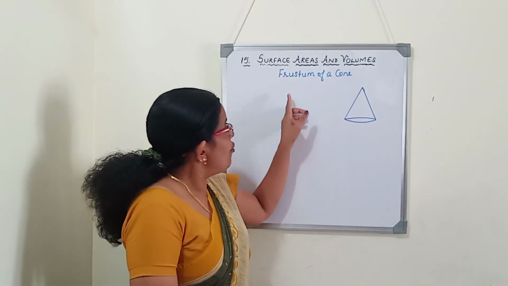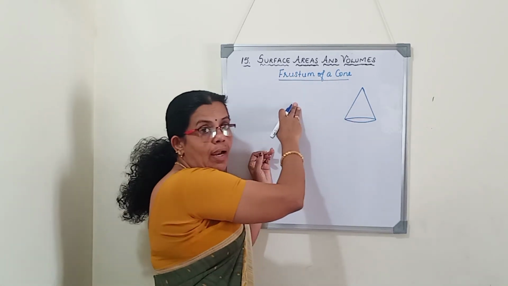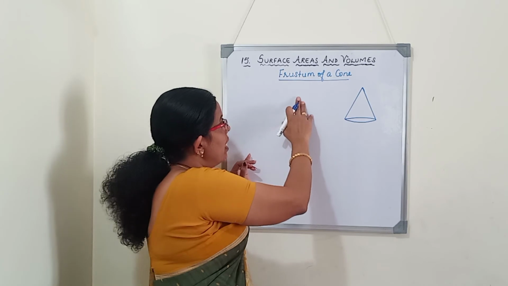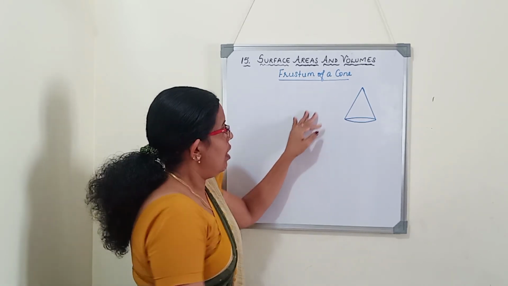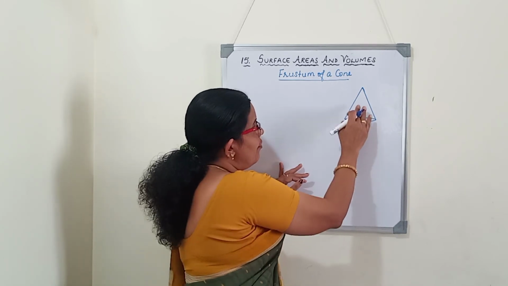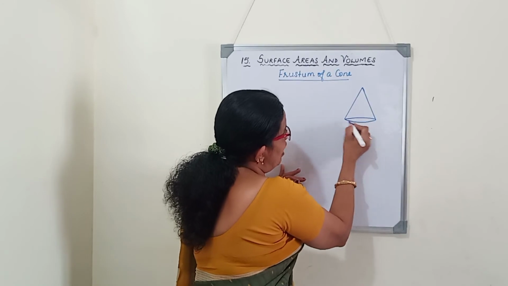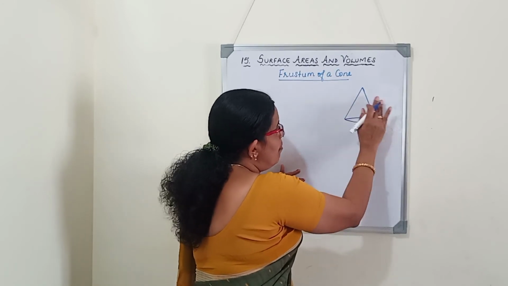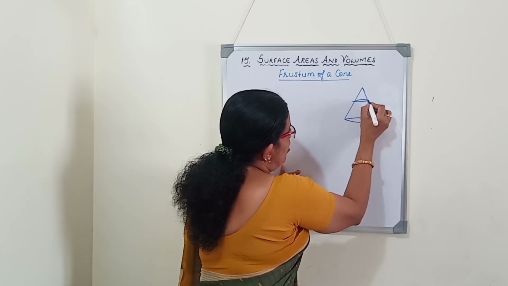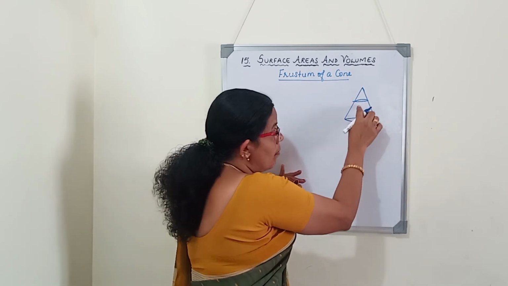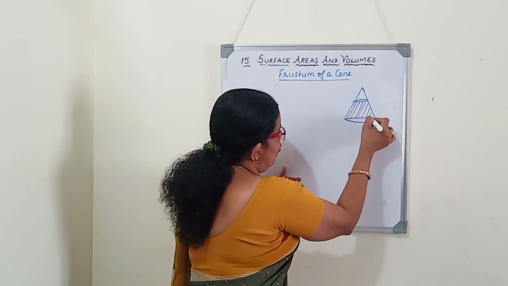Next topic is frustum of a cone. Frustum is a Latin word. The meaning is a piece cut off. So what is the meaning of frustum of a cone? If we take a cone and slice or cut parallel to the base, this is the base of the cone. If we cut it with a plane and remove the top part of this cone, the remaining part we are getting is called frustum of a cone. This is the frustum of a cone.